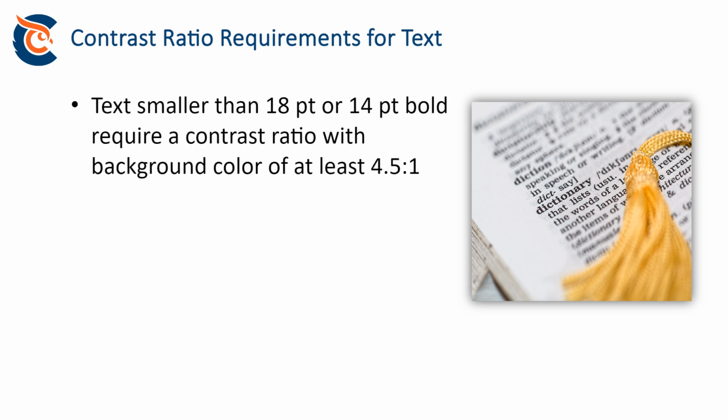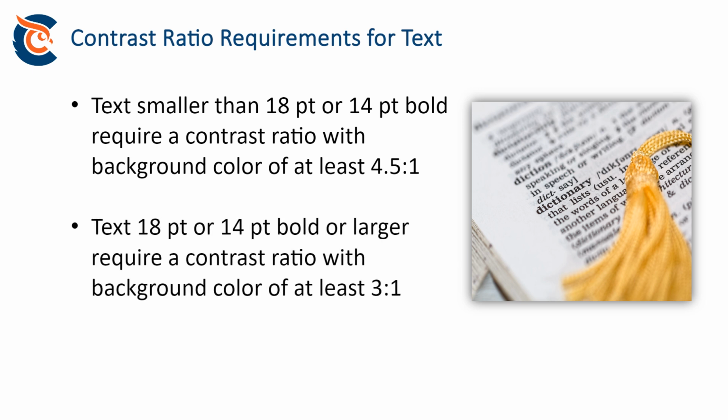Text smaller than 18 points or 14 points bold requires a contrast ratio with the background color of at least 4.5 to 1. Text that is 18 points or 14 points bold or larger requires a contrast ratio with the background color of at least 3 to 1. These two contrast ratios align with Web Content Accessibility Guidelines, WCAG 2.0 level AA standards, and also apply to text that appears on images and is used to navigate or understand the content. It does not apply to logos or brand names.